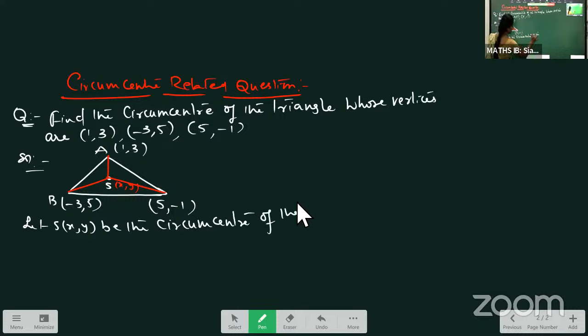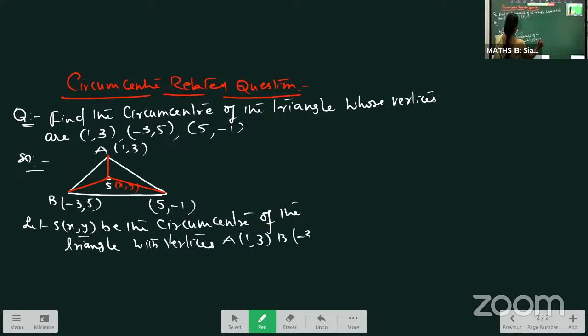If you write this point, you will get 1 mark over here. Please remember this. Instead of leaving the question, if you write this part, at least you will get 1 mark. So let (x, y) be the circumcenter of the triangle with vertices A is (1, 3), B is (minus 3, 5) and C is (5, minus 1).